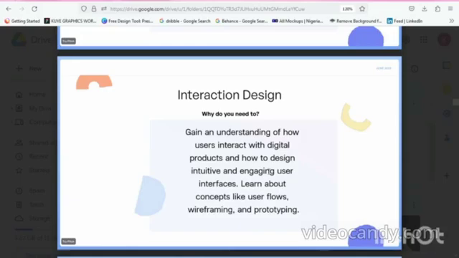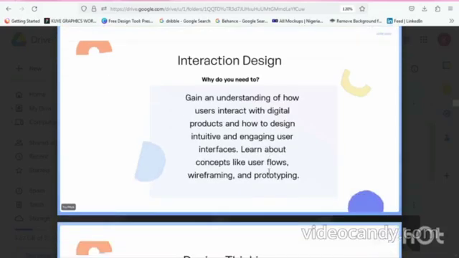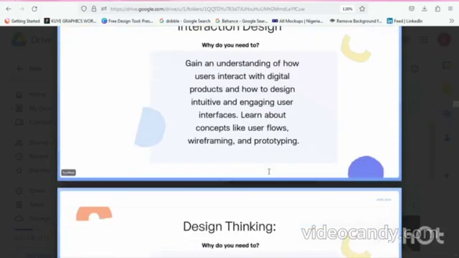So that's interaction design, and I think in this modern day, interaction design is very important. Recently, most recruiters always ask, do you have knowledge of interaction design? So make sure you find out more about interaction design and ensure that you research it.